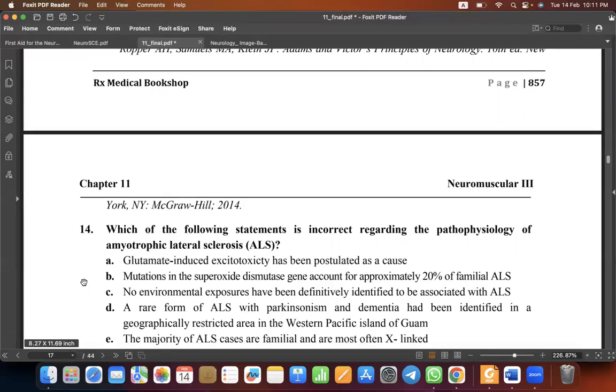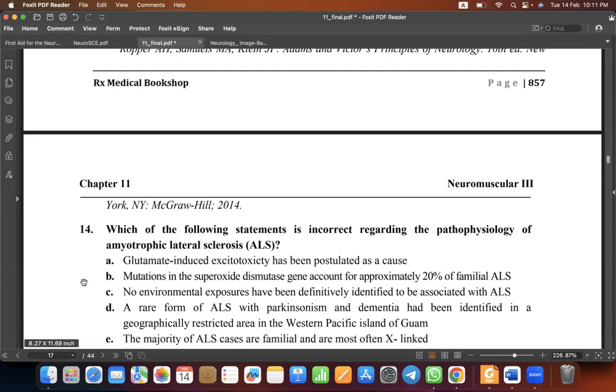Okay, the mutation of superoxide dismutase could be a possibility of ALS. Sometimes we get a superoxide dismutase mutation. We can see any SOD mutation in 20% of cases of ALS. Okay, there is no environmental exposure definitely linked with amyotrophic lateral sclerosis.